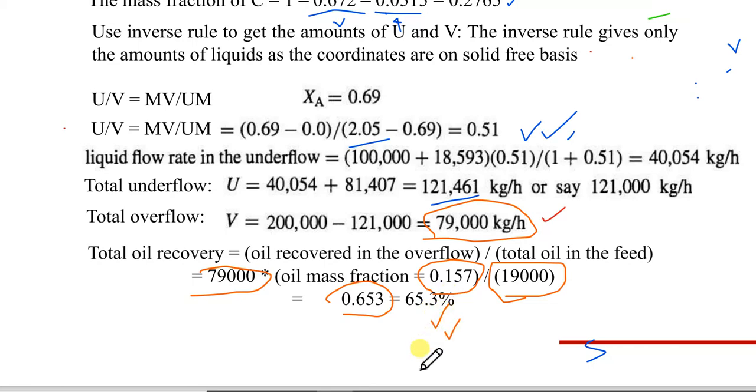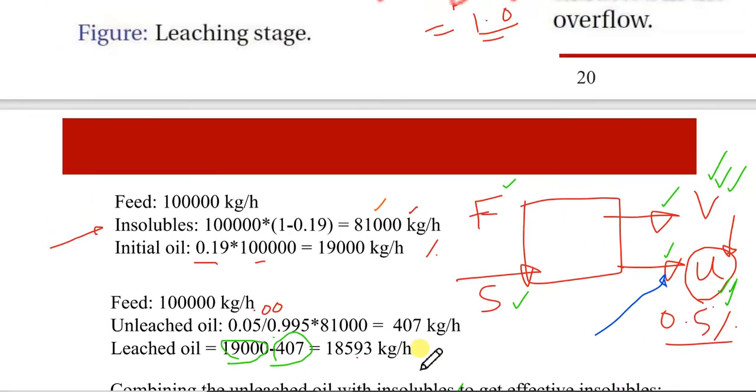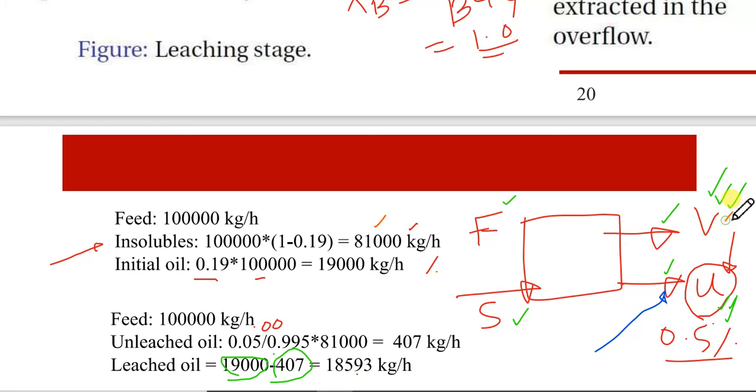So that's it. We calculated the mass flow rates of V and U, and XA, XB, XC here. That's it, you have the solution already. Hope it will help. Thank you.